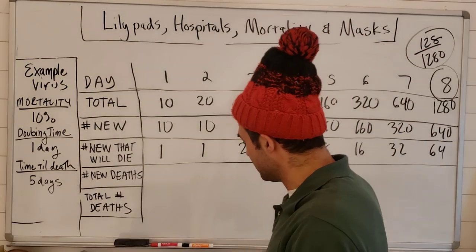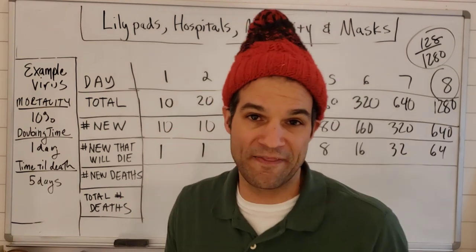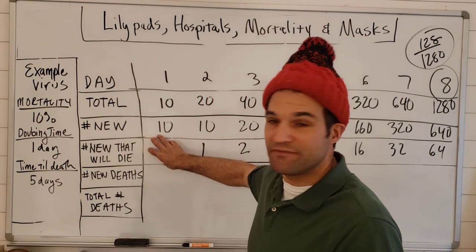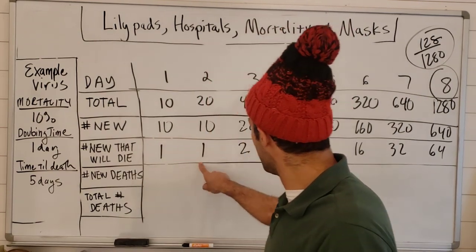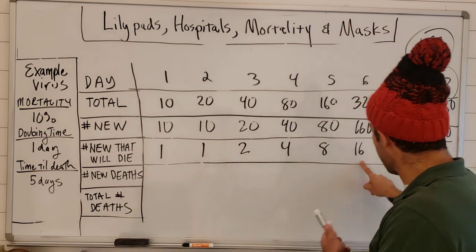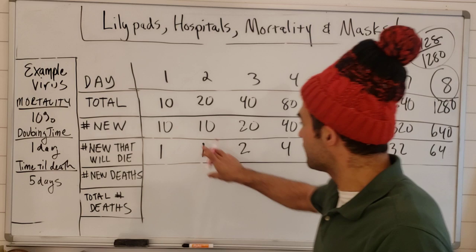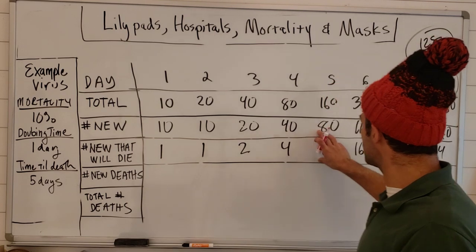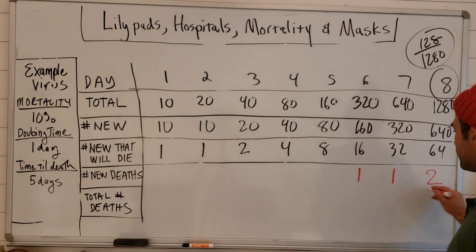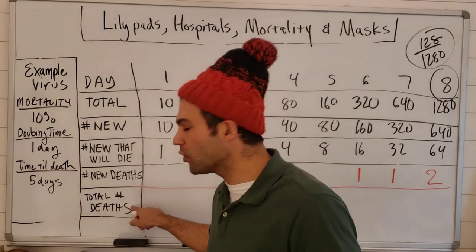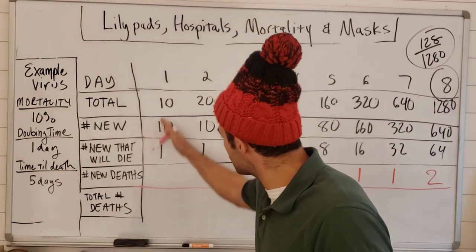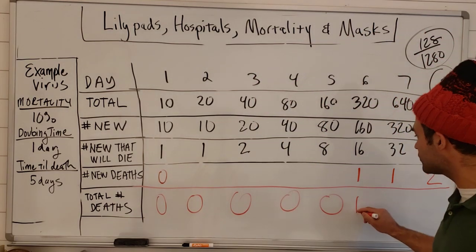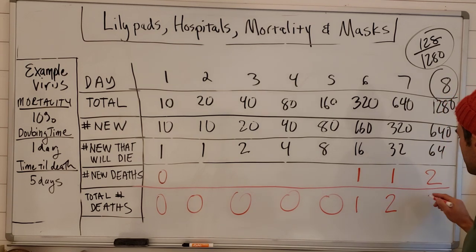But here's the real deal. When will these people die? It is horrible to think about. But this guy takes 5 days before he passes away. 1, 2, 3, 4, 5. This person dies right here. This person dies right here. These two people die 1, 2, 3, 4, 5 days later. Okay? So I want to keep the total deaths per day. We don't have anything happening here. No deaths, no deaths, no deaths, no death. One total death plus this one are two total deaths plus this one are four.